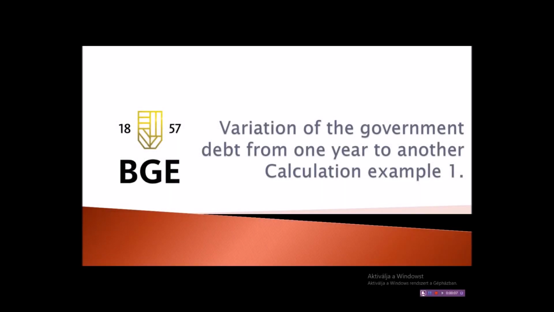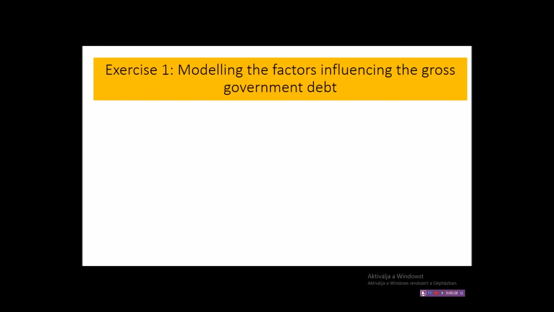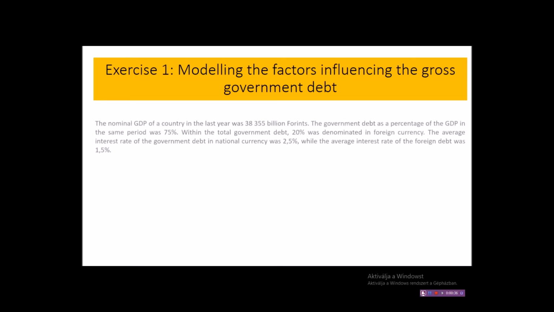Dear students, we have arrived at the 8th part of the video series dealing with the public balance and government debt. The title of this video is Variation of the Government Debt from one year to another, and we are going to analyze this problem through a calculation example by using the formulas that I have already shown you during the previous videos. So, the calculation example will refer to the modeling of factors influencing the gross government debt. The exercise sounds as follows.